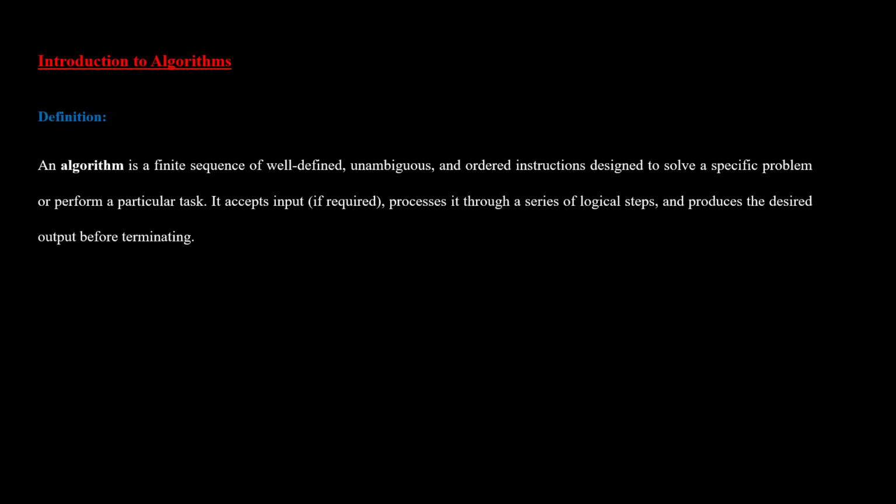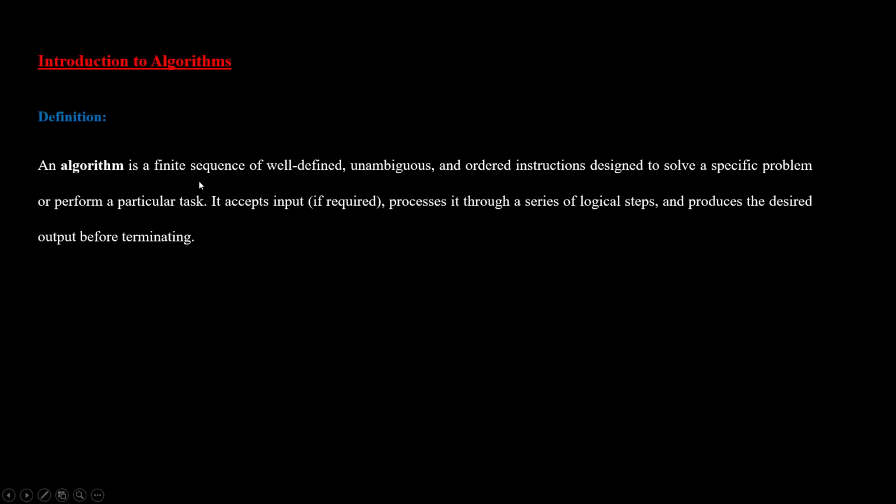So let's start with the definition of an algorithm. In general terms, what is meant by an algorithm? An algorithm is nothing but a step-by-step procedure to solve a problem. When it comes to advanced data structures, an algorithm is not dependent on any programming language, and it is a step-by-step procedure.